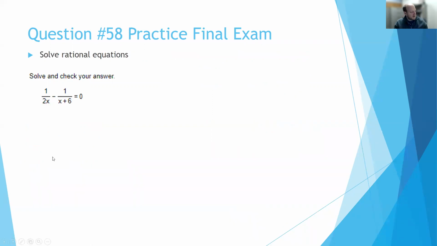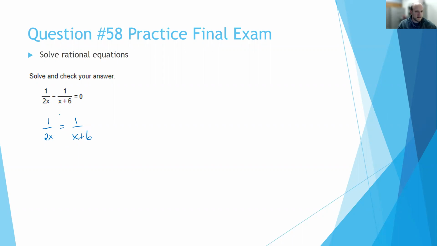All right, the last question, I believe, is solving this rational equation here. You could do the same thing as what we just did. But in this case, there's a little bit of a shortcut, and that's because this is equal to 0. So what I could do here is take this 1 over x plus 6 and add this entire expression over to the other side. So it would be 1 over 2x equals 1 over x plus 6.